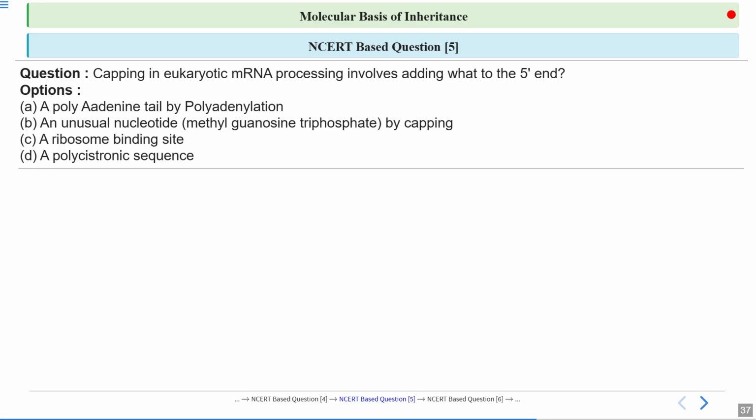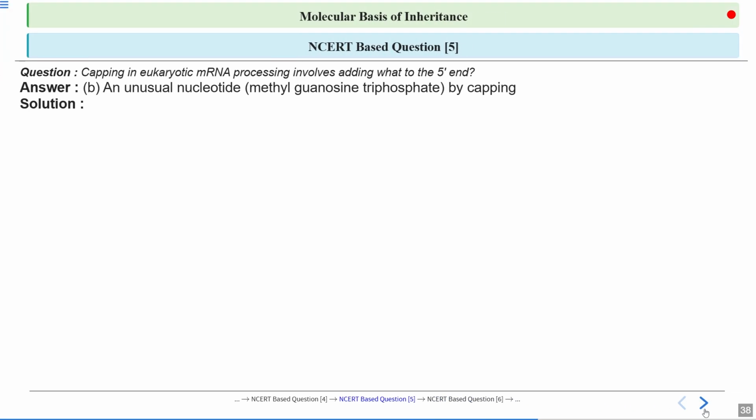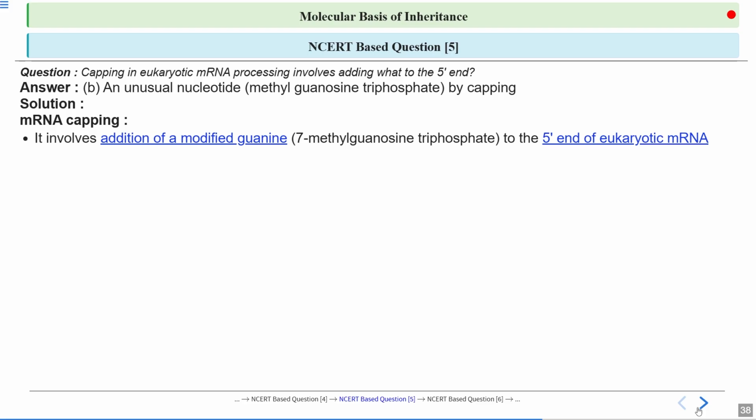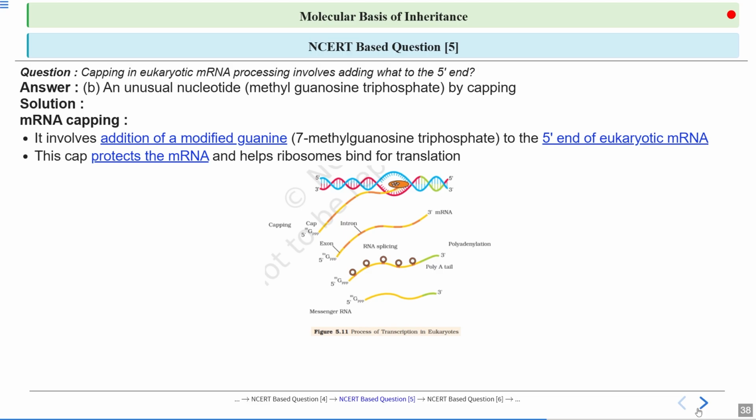Third, a ribosome binding site. Or fourth, a polycistronic sequence. So we know that on the 5' end there has been capping with the help of an unusual nucleotide, that is methyl guanosine triphosphate. So it involves the addition of a modified guanine, that is 7-methyl guanosine triphosphate, to the 5' end of eukaryotic mRNA. This cap protects the mRNA and helps the ribosome bind for translation. So this we know.